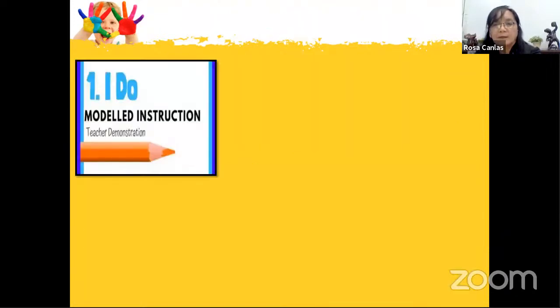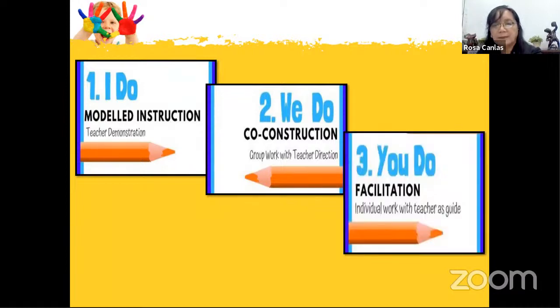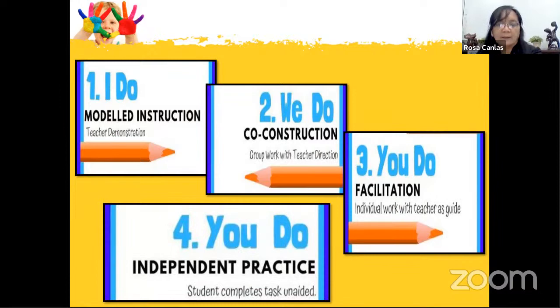As I've said, number one, we have the modeled instruction. This is for teacher demonstration: I have to do this, I am the model. For number two, we have the co-construction, the group work and teacher direction, where the learner and the teacher can do the activity together. And then for the you do facilitation, we have individual work with the teacher as guide. And then for the independent practice, the student now completes the task unaided, and can do this independently.